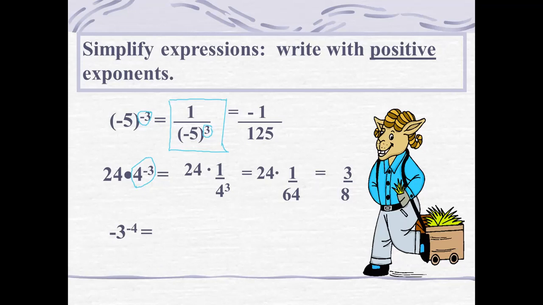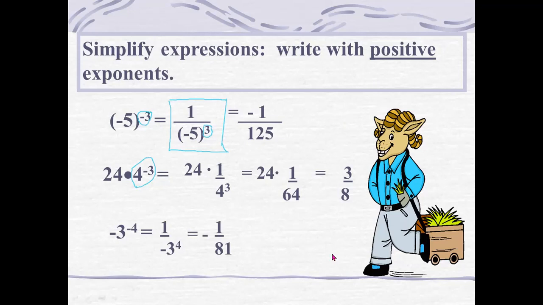1 over. What is the reciprocal? Yes, Kim. 1 over negative 3 raised to the power of 4. Okay, so that's correct. 1 over negative 3 raised to the power of 4. Now, if we simplify that one, then that will be negative 1 over 81.